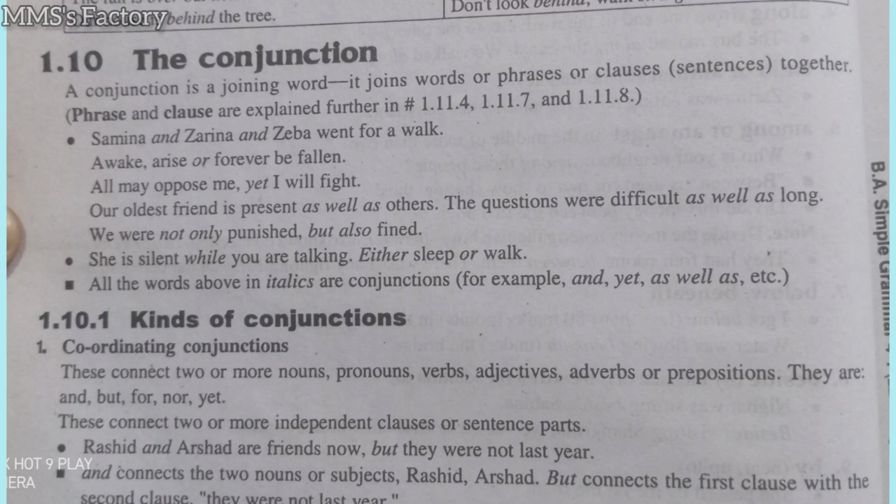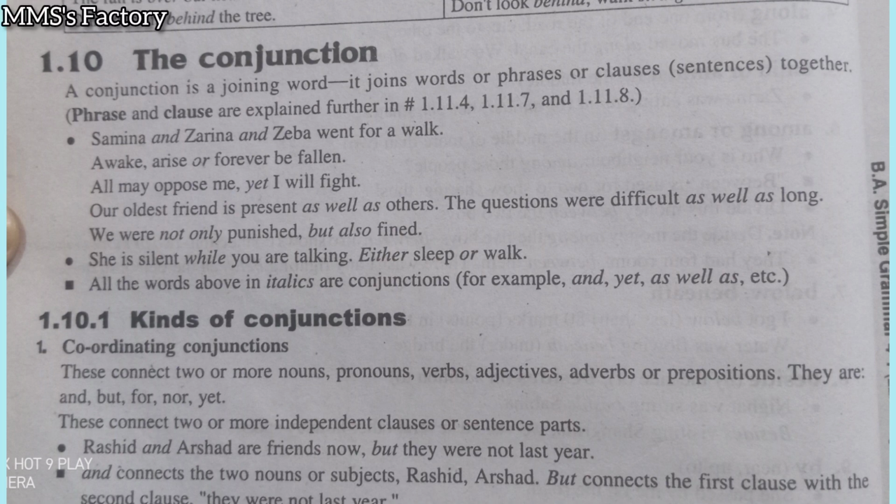The conjunction. A conjunction is a joining word. It joins words or phrases or clauses, sentences together. Samina and Zarina and Ziba went for a walk. Arise or forever be fallen. All may oppose me, yet I will fight.